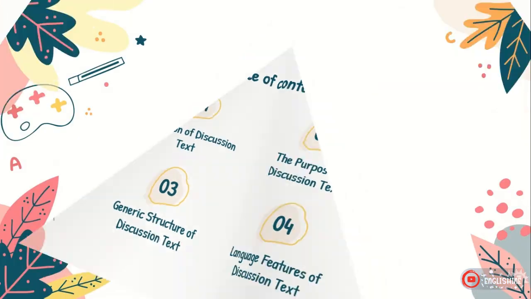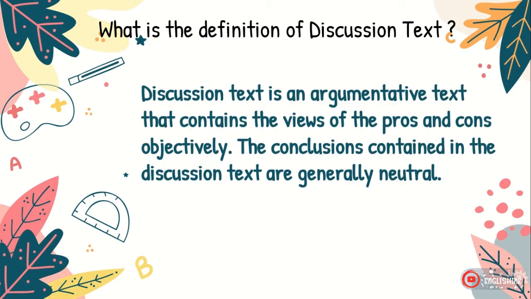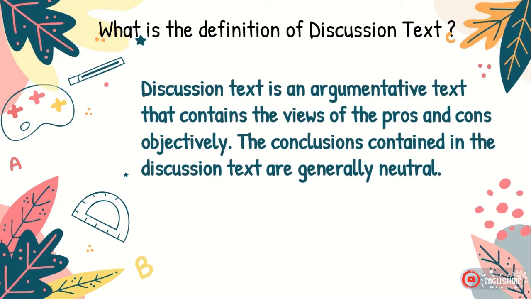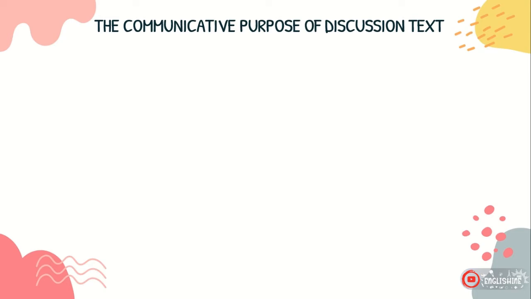So, do you guys know what discussion text is? Discussion text is an argumentative text that contains the views of the pros and cons objectively. The conclusions contained in the discussion text are generally neutral. And now I will explain about the purpose of discussion text.